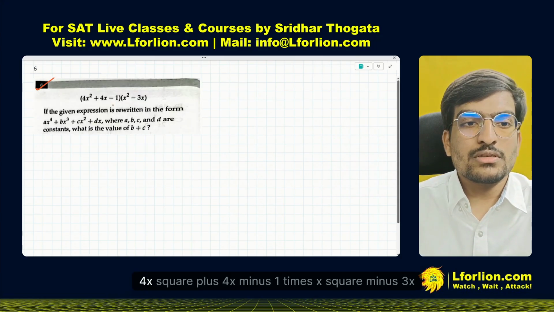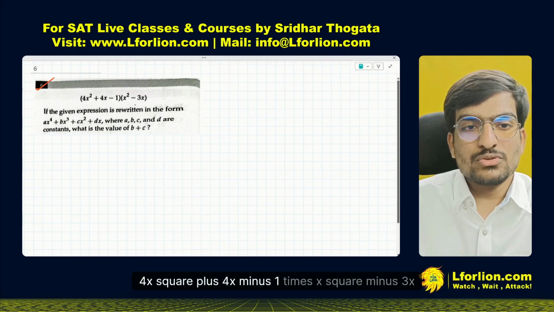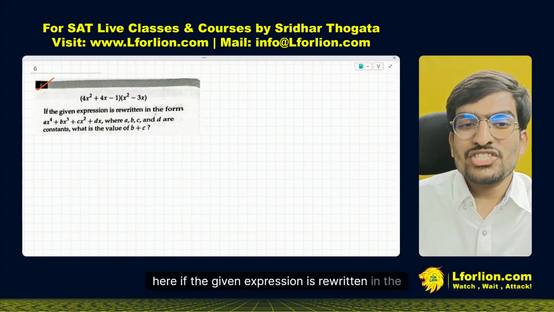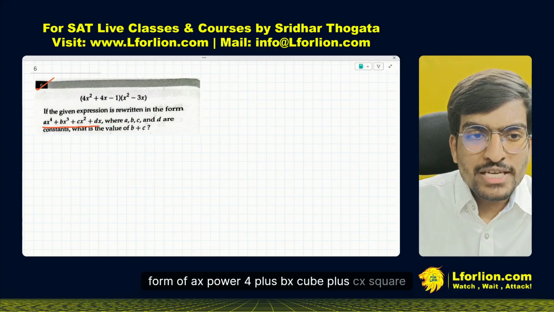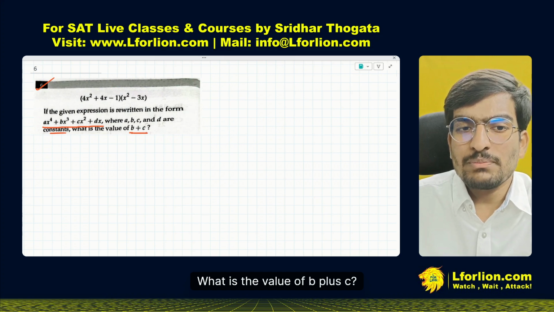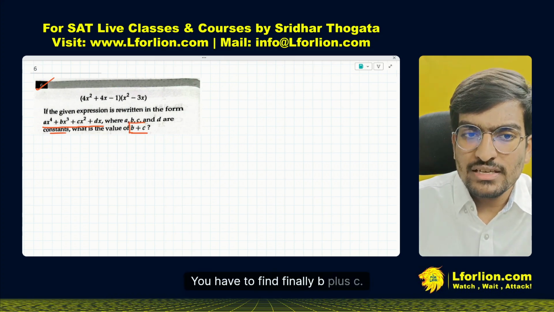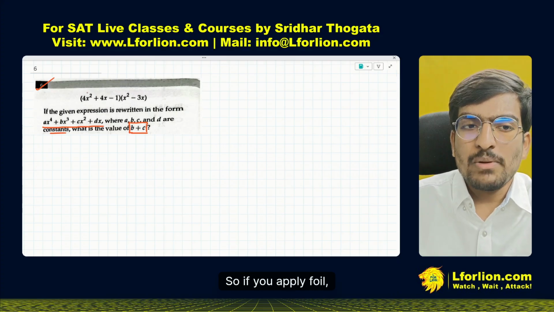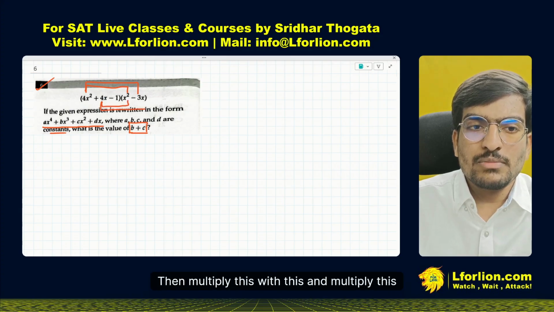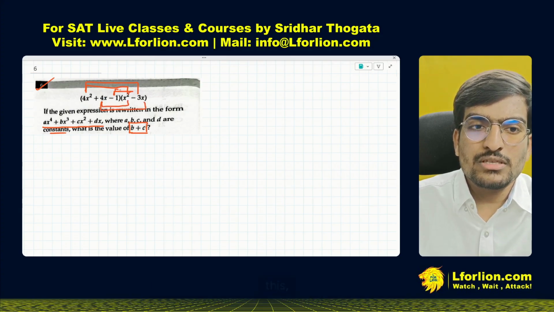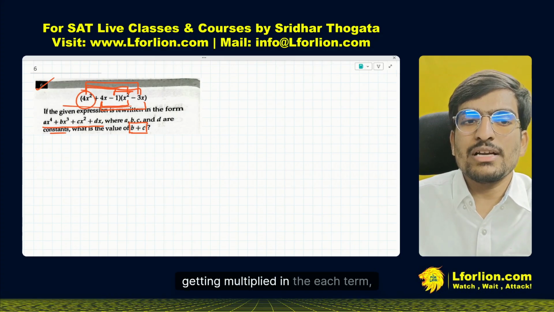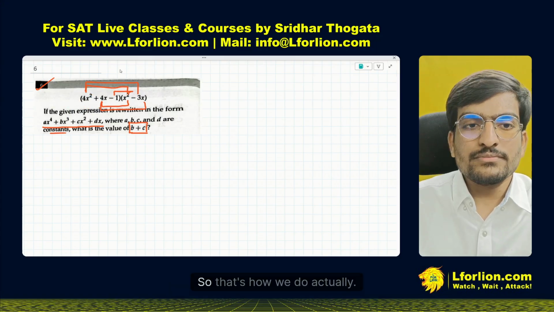Question number 6. 4x square plus 4x minus 1 times x square minus 3x. If the given expression is rewritten in the form of ax power 4 plus bx cube plus cx square plus dx, where a, b, c, d are constants, what is the value of b plus c? You have to find finally b plus c. If you apply FOIL, you multiply this with this, this with this, and so on. Each and every term in the first trinomial is getting multiplied in the binomial. So that's how we do actually.